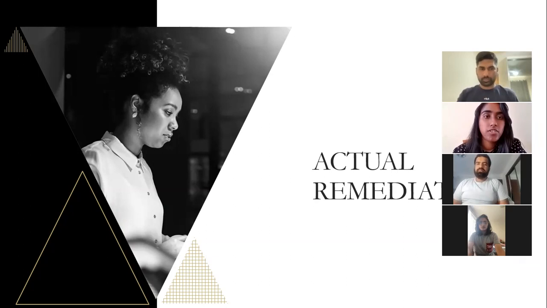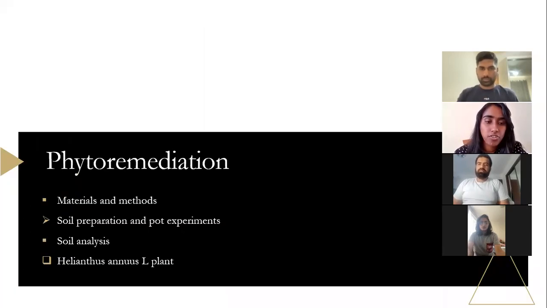Considering the benefits and costs associated with the remediation strategies, phytoremediation is the most suitable strategy to remediate the land polluted by heavy metals and fly ash. Helianthus annuus L. is a plant particularly used for the removal of heavy metals because of its phytoremediation efficiency.